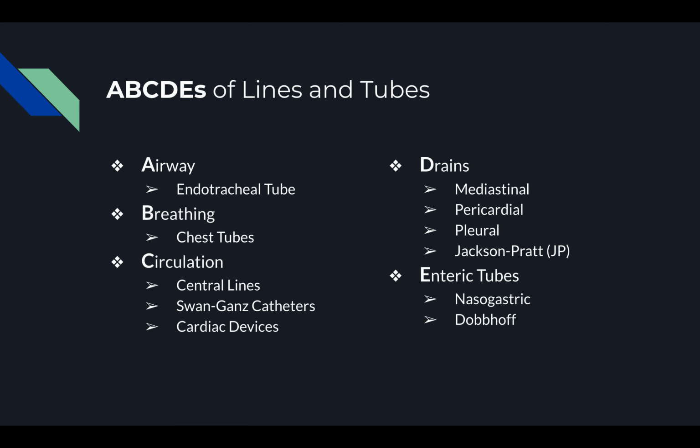So how I organized what I've learned about lines and tubes for my elective is into this ABCDE categorization. I enjoyed that for learning how to interpret chest x-rays in general earlier on in medical school, and so I figured I would organize this into a similar classification system. Here you'll see the ABCDE stands for airway, breathing, circulation, drains, and enteric tubes, and we'll take a deeper dive into each of those throughout my presentation today.